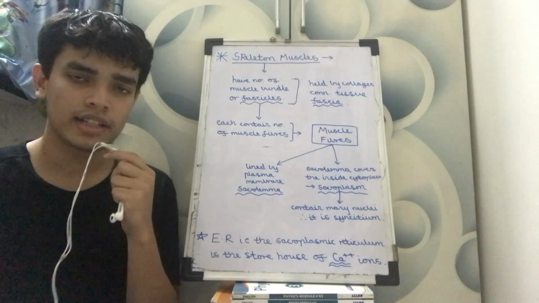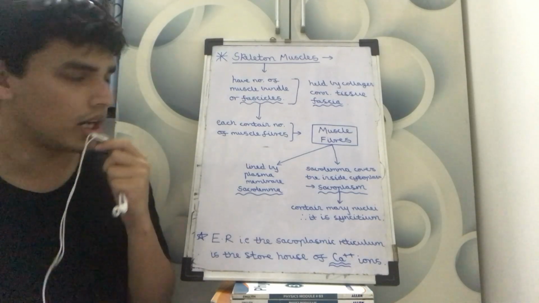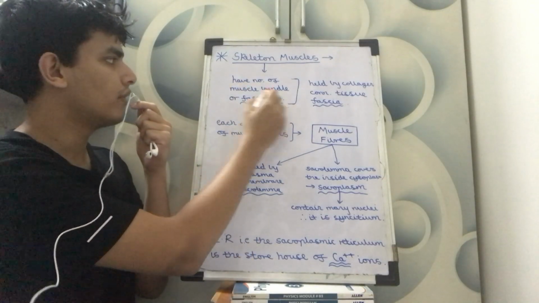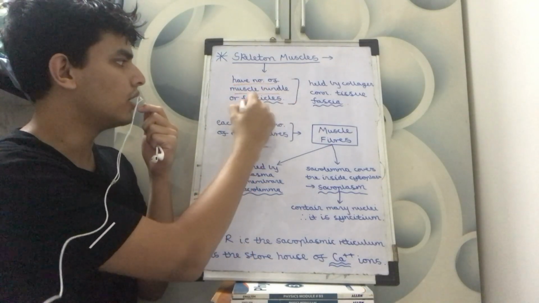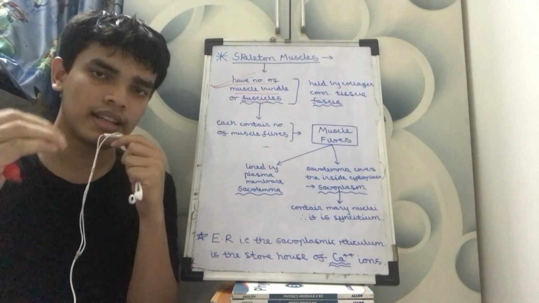So skeleton muscles, I will be explaining you in the diagram. You can refer to it in your NCERT. So the skeleton muscles, first of all, have a number of muscle bundles or fascicles. So skeleton muscle is divided, then it is subdivided.